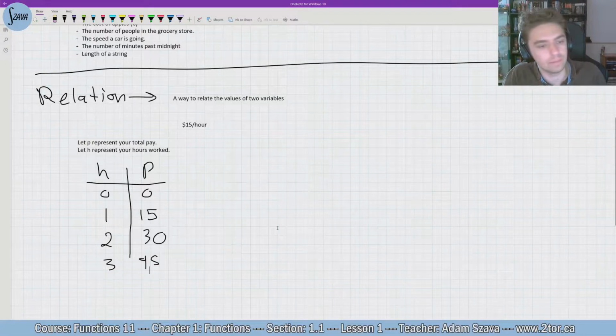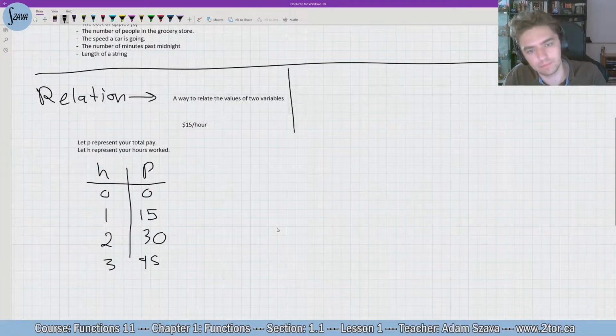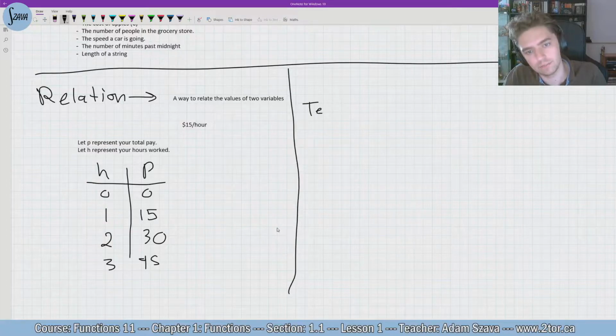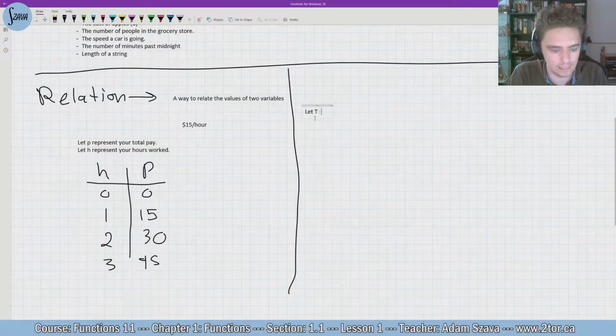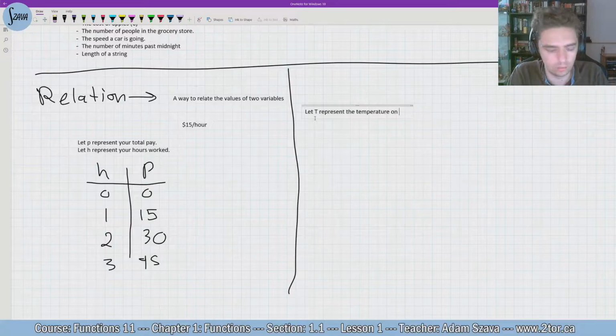Another good one is temperature. So I'll do it again like how I did it here. I'm going to say let T represent the temperature. And let M represent the number of months past January.